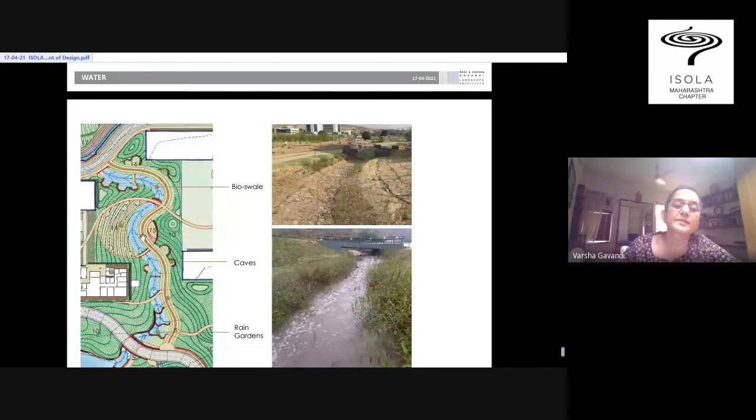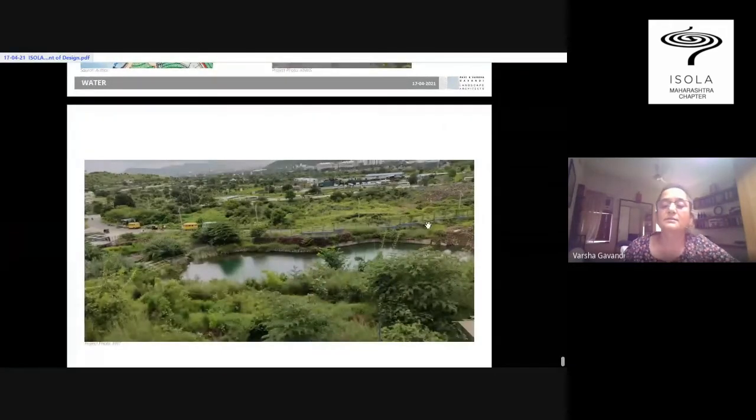Then surface water as a theme for the entire project. The project is held by this stream or a bioswale which passes through the entire length of the project, then terminates into a polishing pond, and then to a quarry. On the right-hand side, what you see is a swale in the dry season and the swale in monsoon. And this is the end point where it actually pours or stores water.